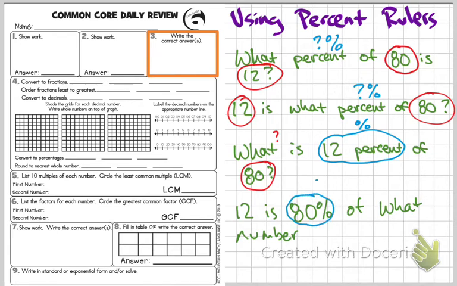And we're going to identify again that I was given a percent, and this time I was given the number 12, and I'm looking for another number in this particular problem. Let's go ahead and see how we can use a percent ruler to solve these 4 problems.